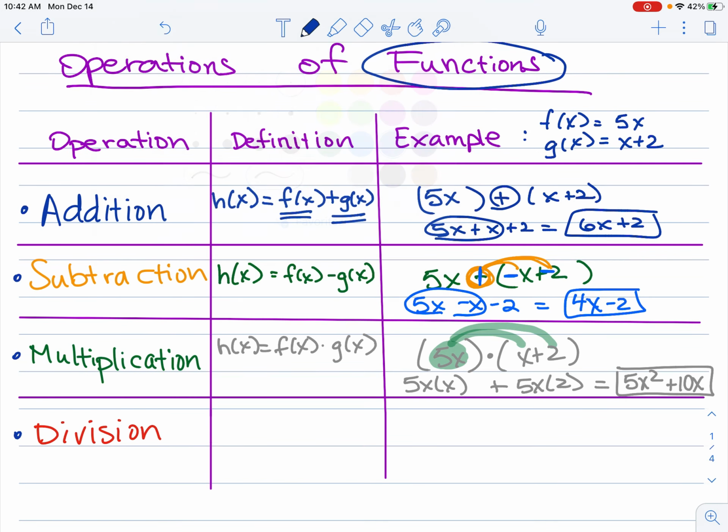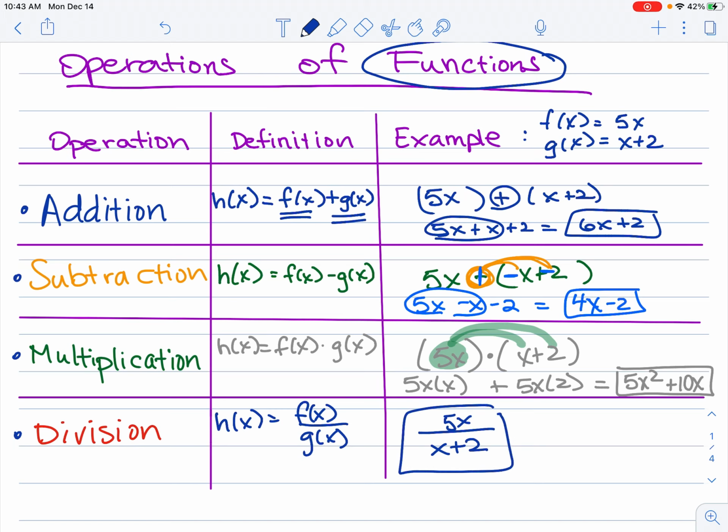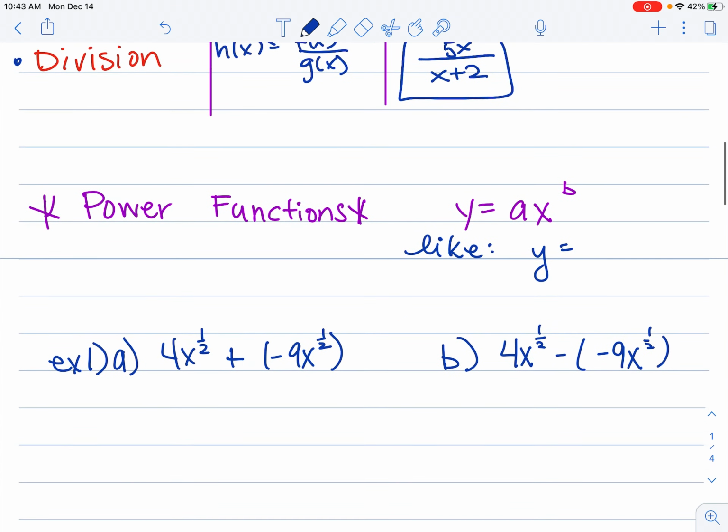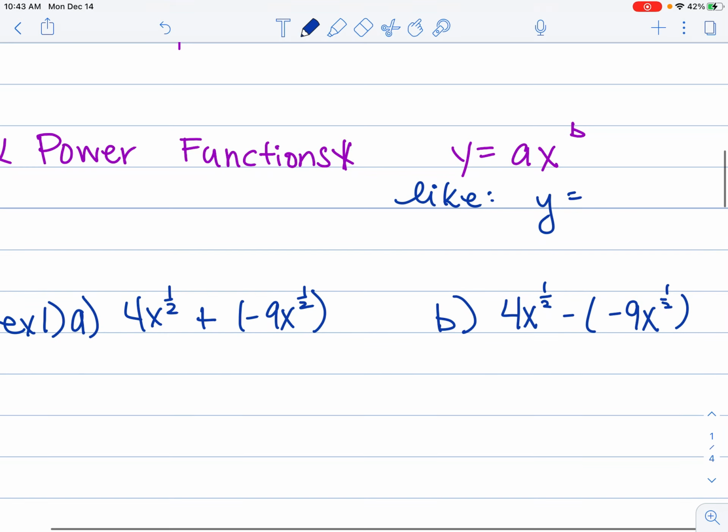And then our last one would be if we've got one function divided by the other. So if we did that with our examples here, 5x divided by x plus 2. And on this one, we don't have anything to simplify, so that's all it is. Okay, and then there's something just to remind us about. We've seen this before, but I don't know how recently you've seen it.